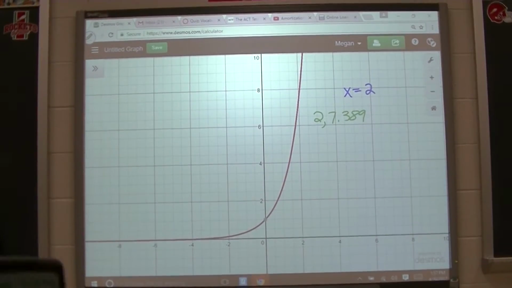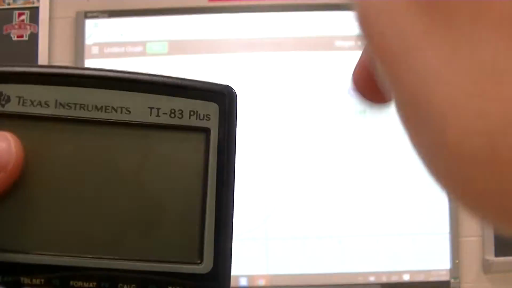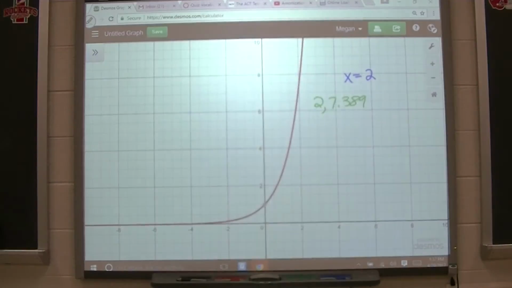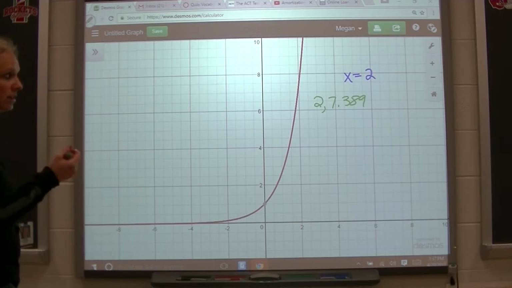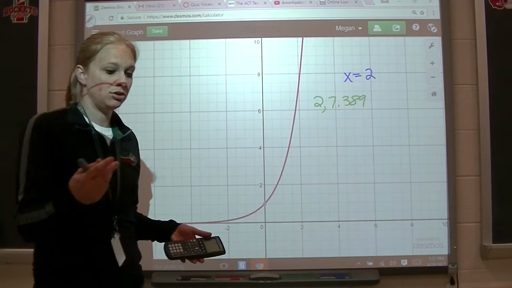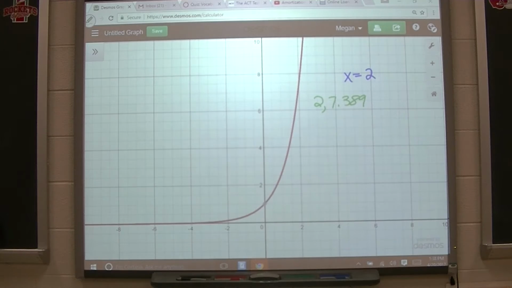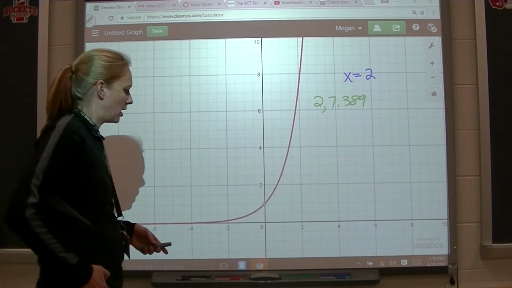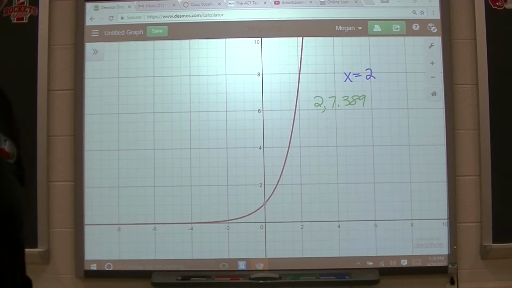To calculate values, you can just hit second, trace, and then the first option is a value button. Use that first option and then type in any value of x you want, like 2, 3, 4, 5, 6, or you can always use the table. So go to the table and look at those values. So that's how you can use a graphing calculator to find what the value of y is when x is a given number.